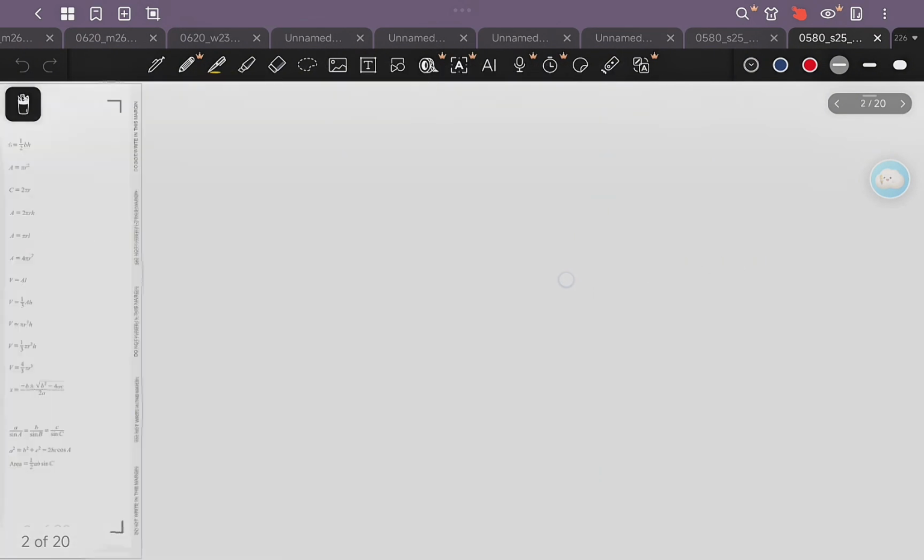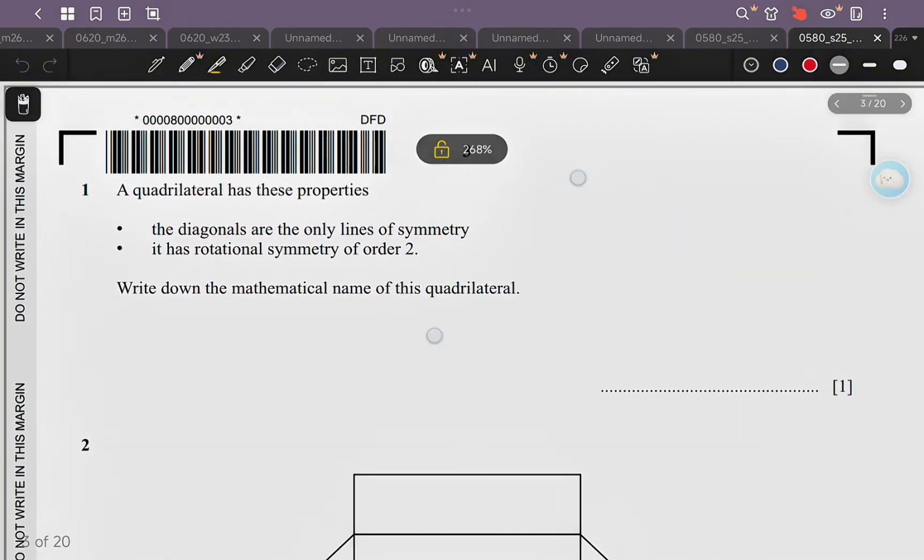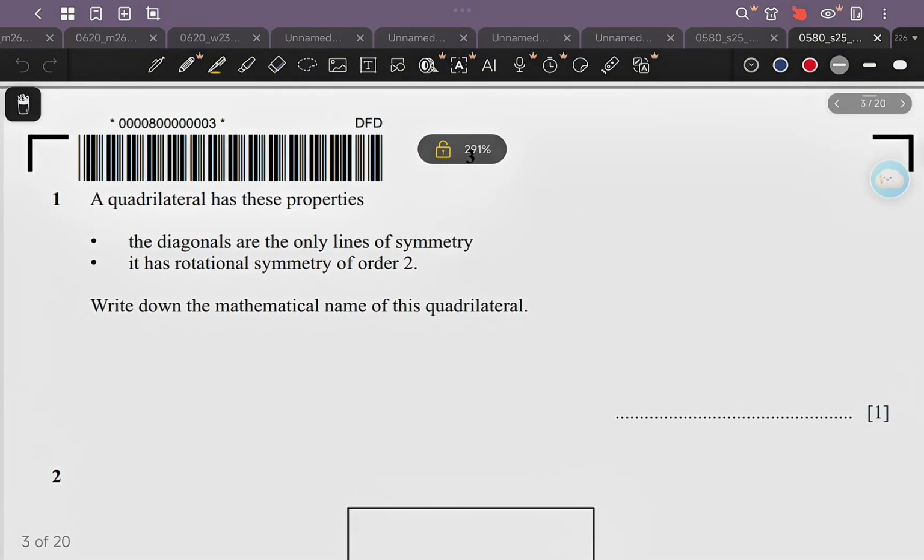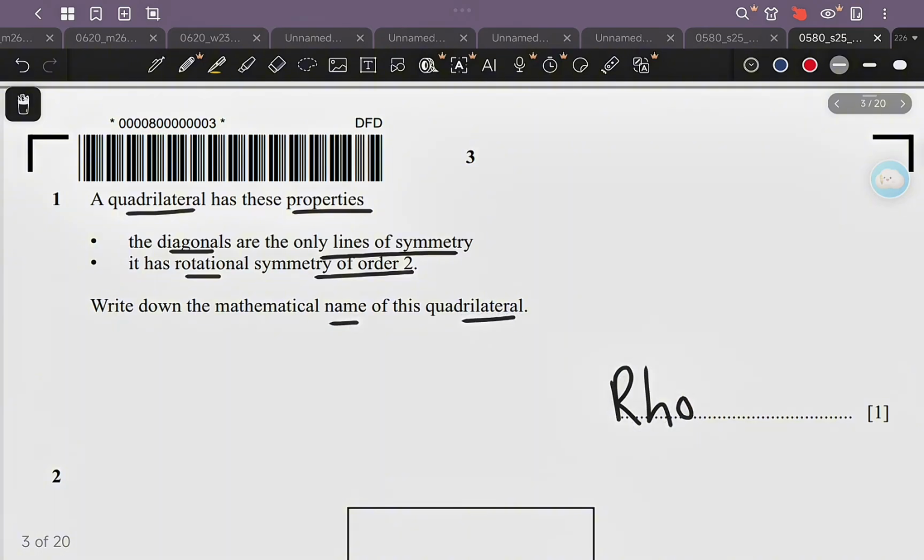Let's start. Okay, so the first question says a quadrilateral has these properties. The diagonals are the only lines of symmetry. It has rotational symmetry of order 2. Write down the mathematical name of this quadrilateral. So this is quite easy. This is a rhombus. Again, you have to remember these shapes and their properties.